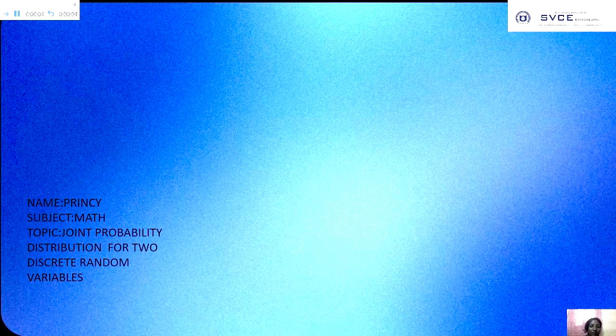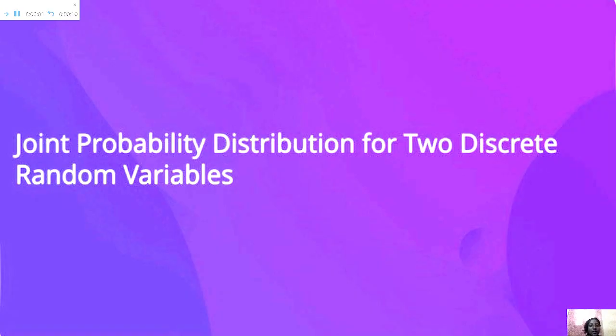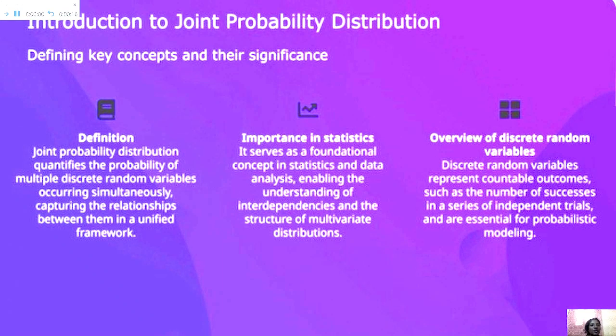I'm going to be explaining a topic from math in this video. The topic is joint probability distribution for two discrete random variables. First, we have an introduction to joint probability distribution, defining key concepts and their significance.